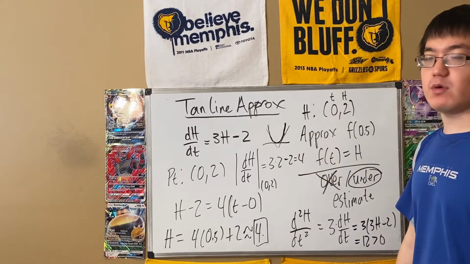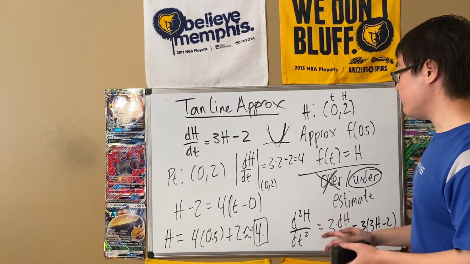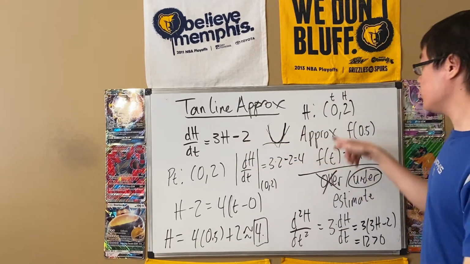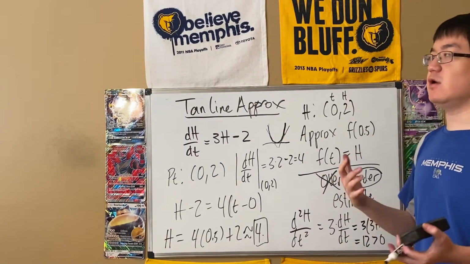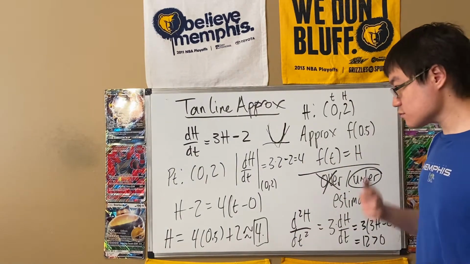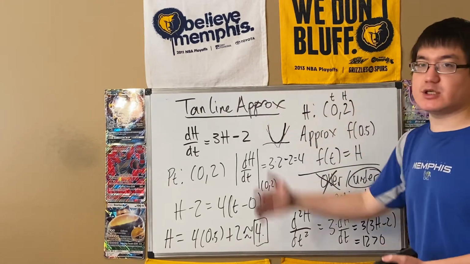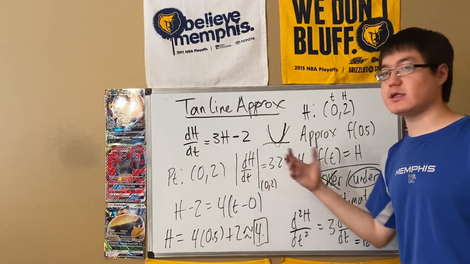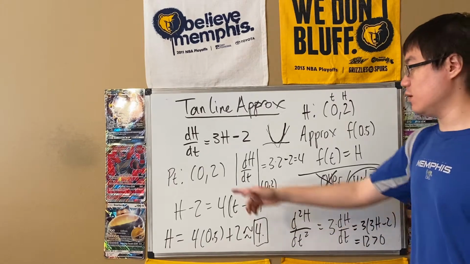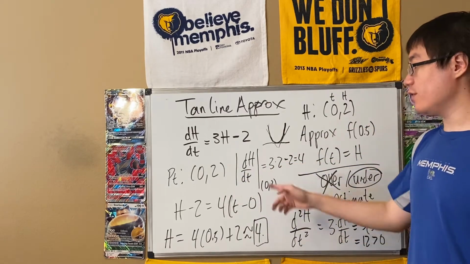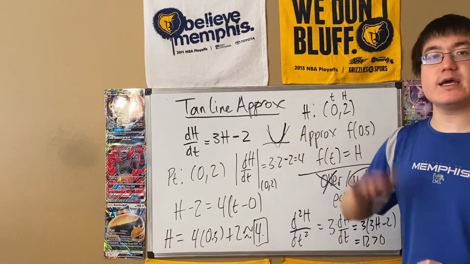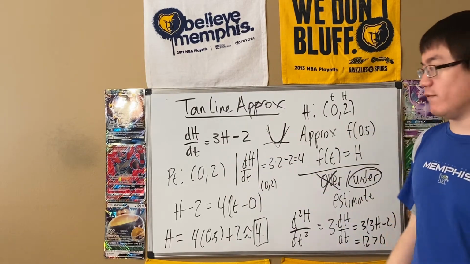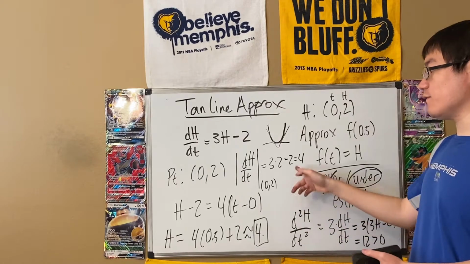But let me try to review what we did. Again, the givens were this differential equation, this point, and we wanted to approximate f of 0.5 on the curve. How we did that was tangent line approximation. We found point and slope, where slope was the derivative. The point was given to us nicely, and the slope was also basically given to us. All we had to do was plug in. We didn't have to take a derivative because the derivative was already given. When we plugged in, we ended up getting 4.